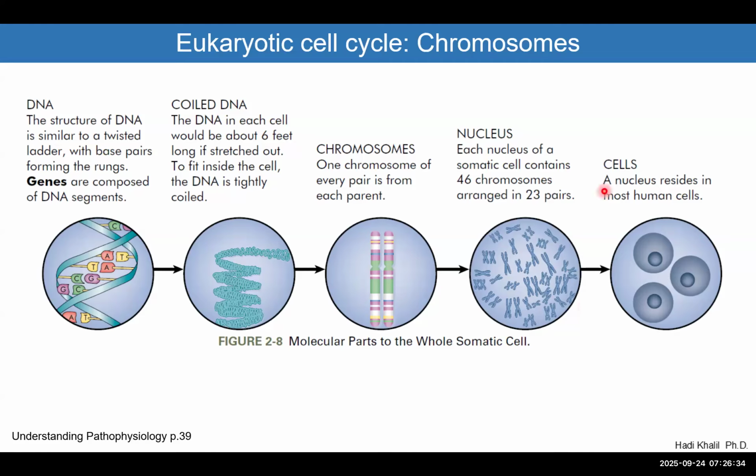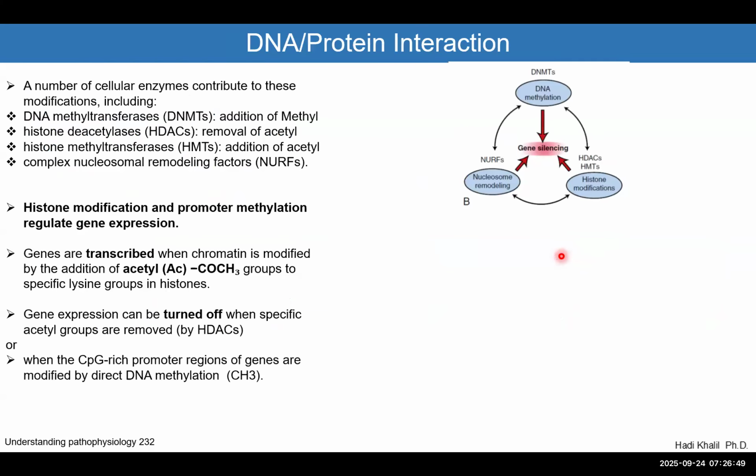Now we have that cell in the nucleus. We have those chromosomes, and now we will discuss the mitotic process. One last thing I want to describe before moving to the mitosis and meiosis is the DNA and protein interactions and what are the enzymes that can play a role in the process of activation and deactivation of DNA sequence.